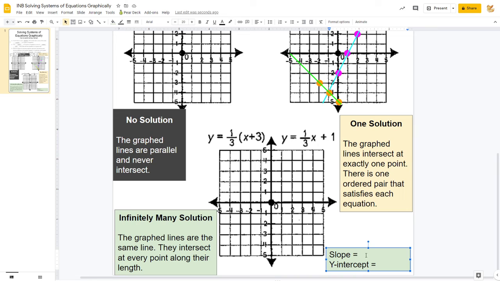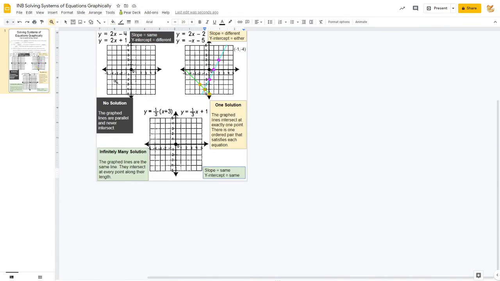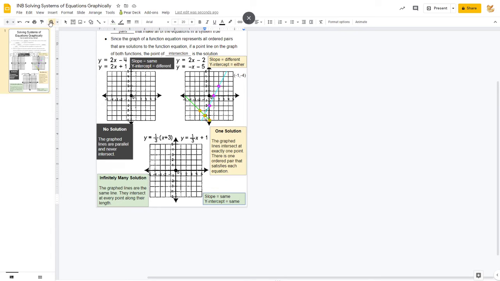And for infinite solutions, the slope is the same and the y-intercept is the same. Notice how both infinite and no solutions have the same slope. They're both the same. However, one intersection is when the slope is different. So that's an automatic clue. If your slopes are different, they're going to intersect somewhere. If they're the same, they may or may not intersect at all.